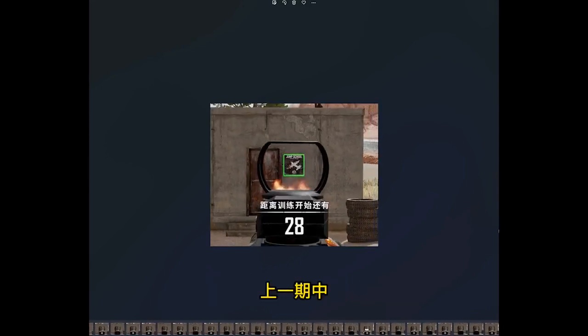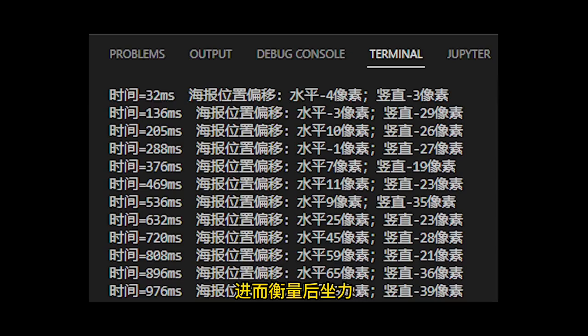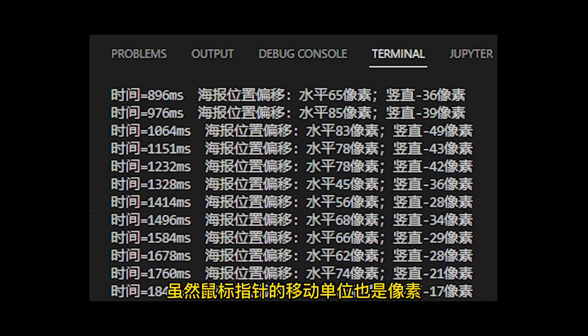In the previous episode, we used an image algorithm to locate a target and calculate the offset of the target's anchor point on the screen caused by the gun's recoil. Here's how to analyze whether this offset in the image can be used as a basis for data analysis, and thus a measure of recoil. First of all, it should be clear that although the anchor offset in the image is in pixels, it should not be assumed that this value is the distance that should be compensated by the mouse pointer, although the mouse pointer is also moved in pixels. But just because the units are the same doesn't mean the physical meaning is the same.